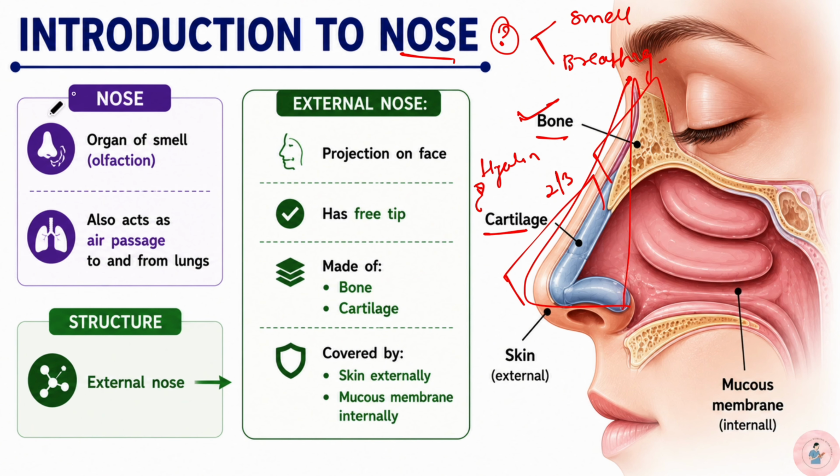Fine. Then this tip of our nose, it is known as the apex of the nose. Externally our nose is covered by skin, which helps in protection and has the sweat glands present in them. Then internally we have the mucous membrane which prevents the nasal cavity from drying.